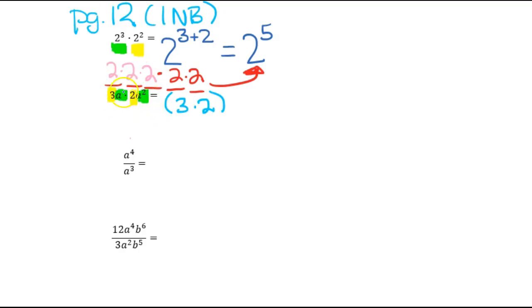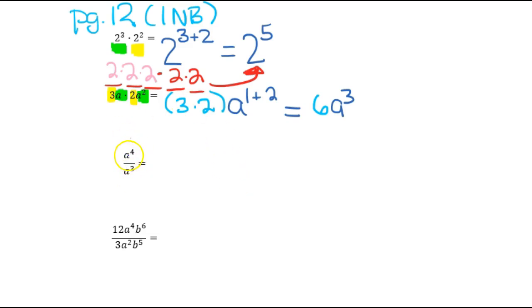Now, when there is no exponent on the variable, we know that is an exponent of 1. So we can take this and we have a to the 1 plus 2 power. This will give us 3 times 2 is 6, and then we have a cubed. That's our answer.